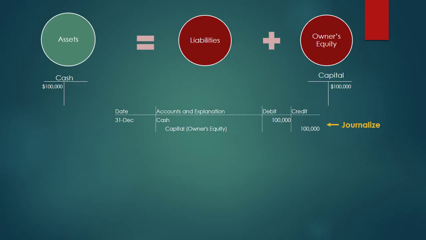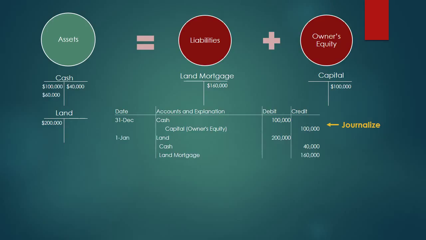Now let's actually make a transaction. Let's say you're going to go out and buy some land for $200,000. Land is an asset, so we have $200,000 debited in the asset account. And we're going to buy this land with $160,000 in debt, which I show as a credit under the land mortgage account, and $40,000 in cash. Now on the cash side, I'm having the effect of decreasing an asset account. So that would go on the credit side to bring a debit balance of $60,000.